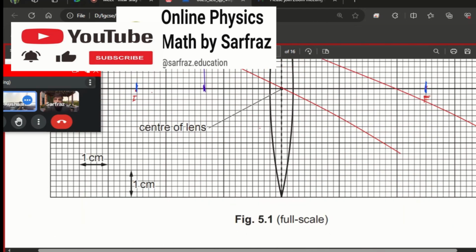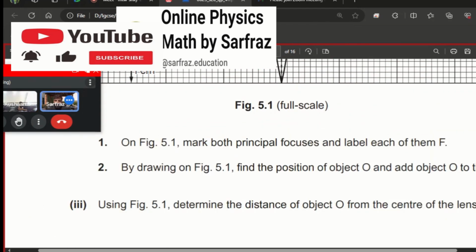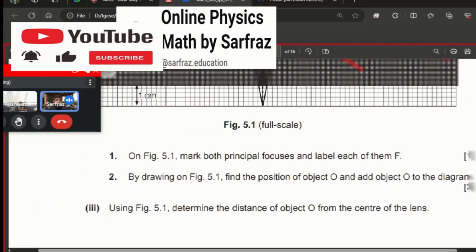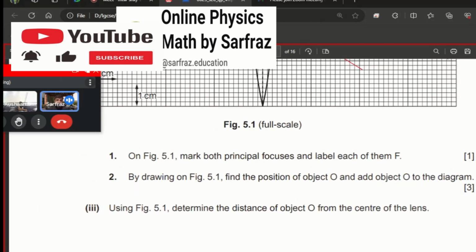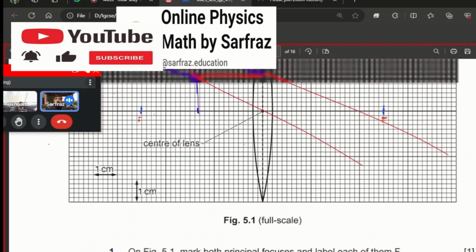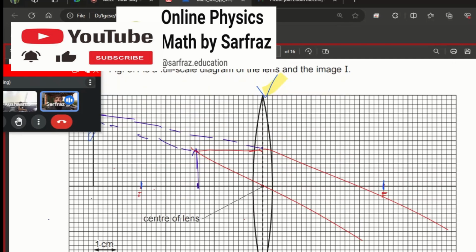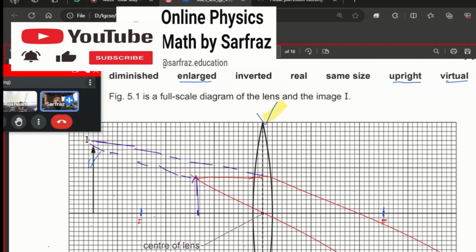Next question says that by drawing on figure 5.5, find the position of the object. We have to find the position of the object O and add it to the diagram. So for finding the position, what will you do? We will just take two lines. One line will pass from the top of the image through the center of the lens.